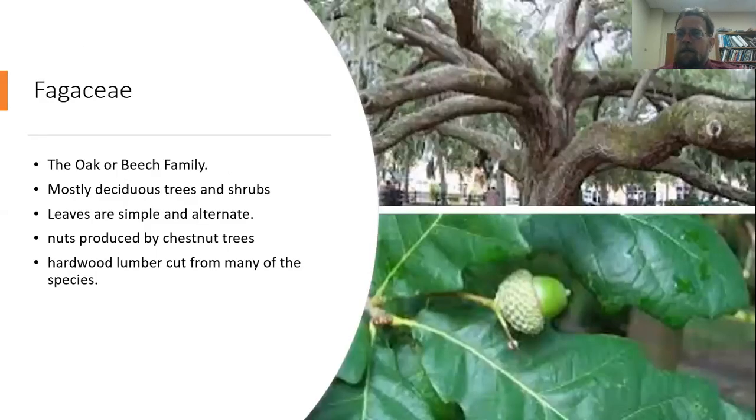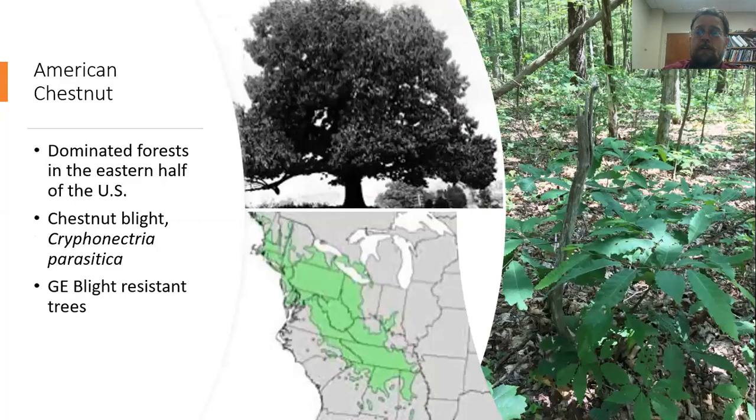Another really important group of plants are the Fagaceae, the oaks or beeches. Most of these are going to be large deciduous trees, with simple, alternate leaves. There are nuts that are produced, of course, the acorns and chestnuts. Very important as hardwood lumber that's used in the building of many, many houses and other structures.